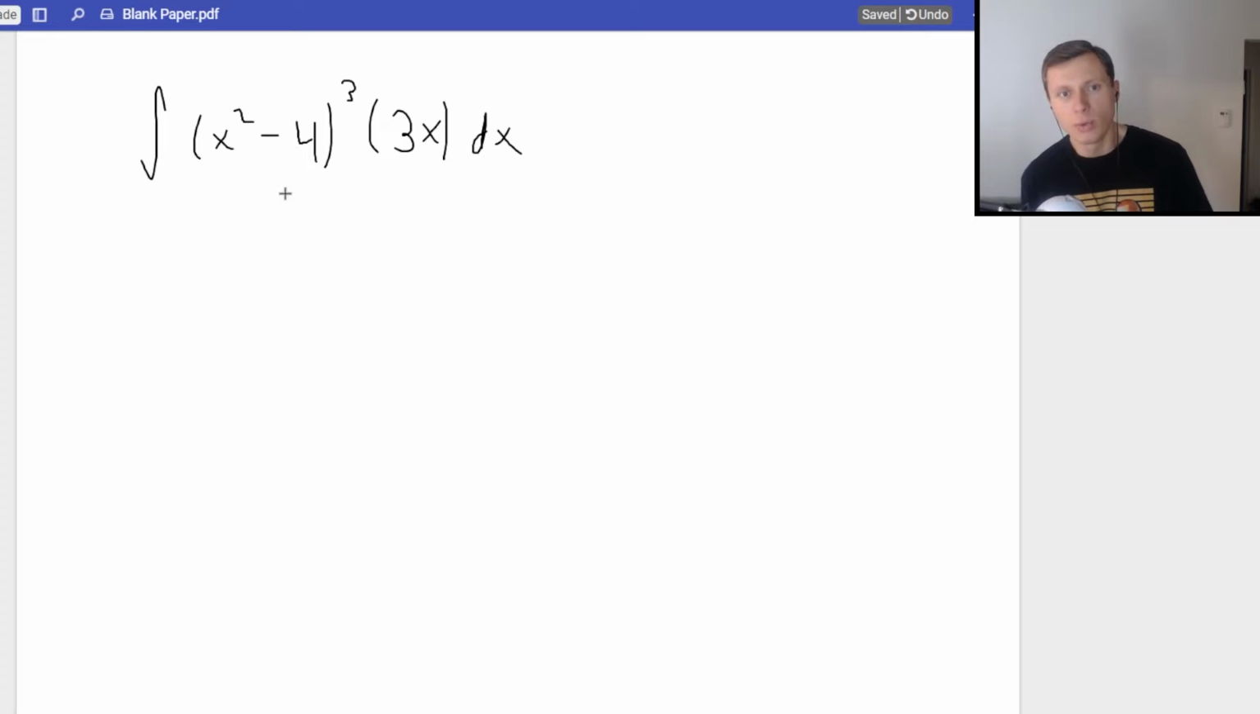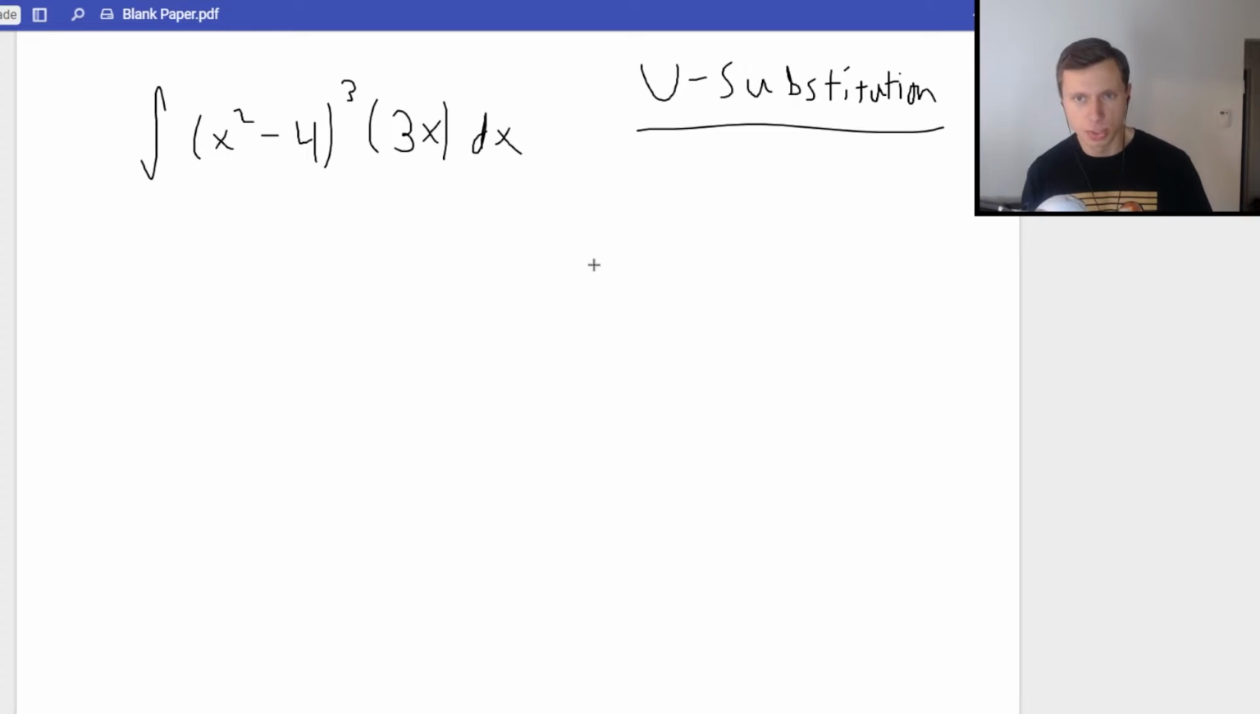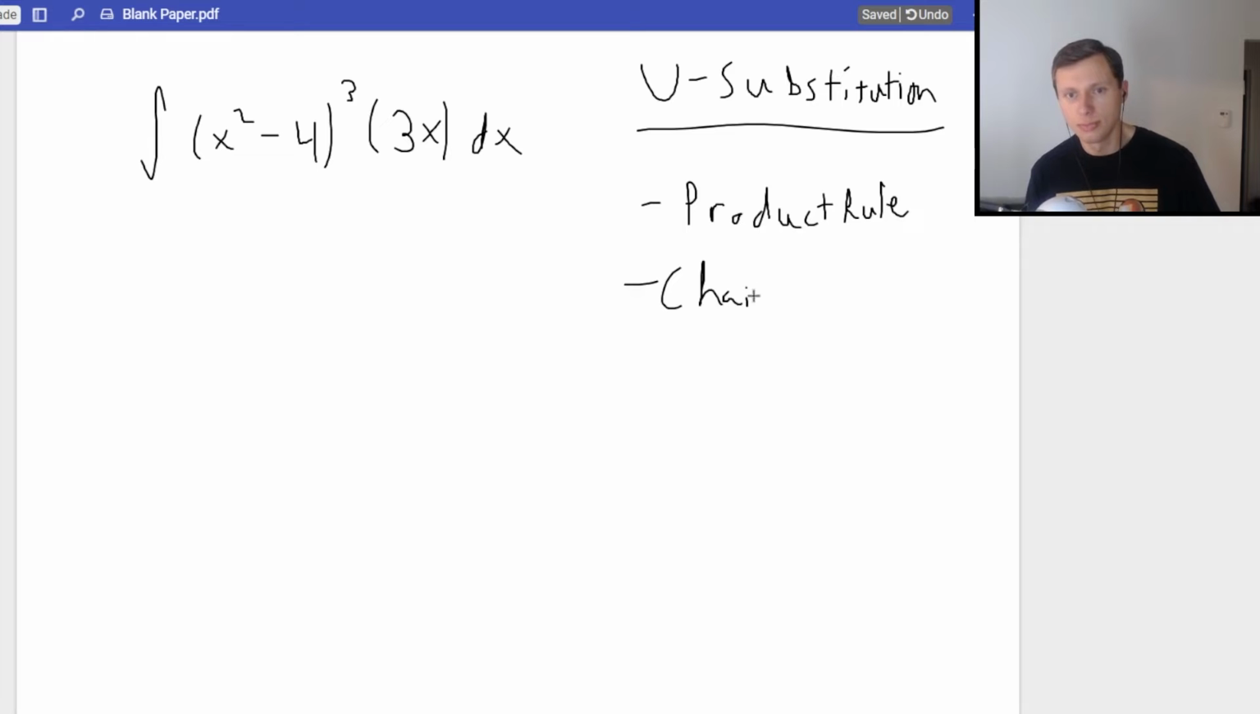Back to the problem. We have the integral of (x squared minus 4) cubed times 3x dx. Again, this is going to be a U-substitution problem. Now, how do I know this is U-substitution? That's a great question. So U-substitution is going to show up whenever you have one of the three cases. A product rule, which is what we have here. A chain rule, which is also what we have here. Or a quotient rule.